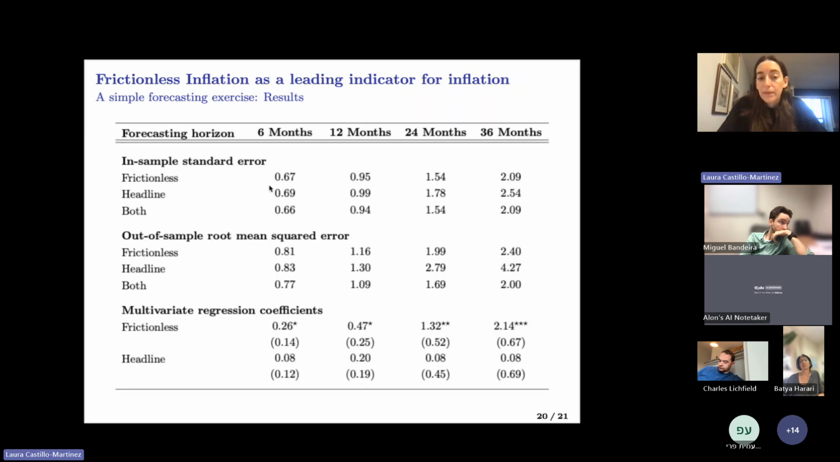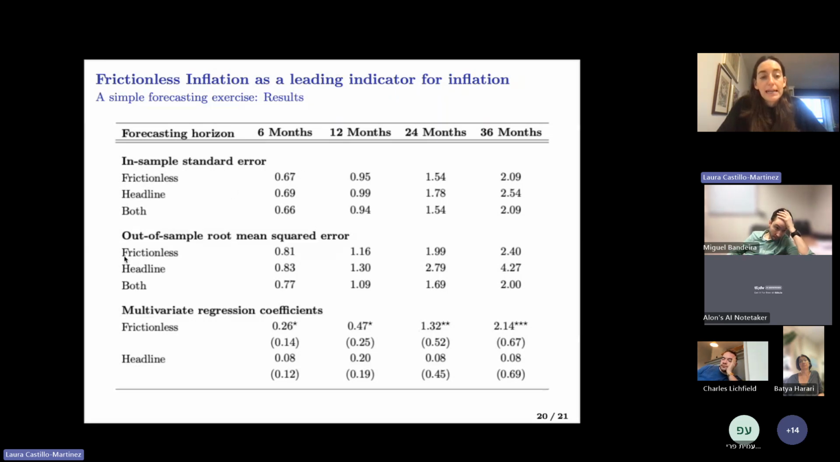And this difference is amplified as we increase the forecasting horizon, right? So the gap between the two is increasing over the forecasting horizon. What happens if we include both of them? We do better, although the biggest difference comes from switching headline to frictionless more than adding headline to the frictionless. So the gain in terms of reduced standard error is not as big as when we just move from one to the other. But just keep in mind, both of them together are obviously better.